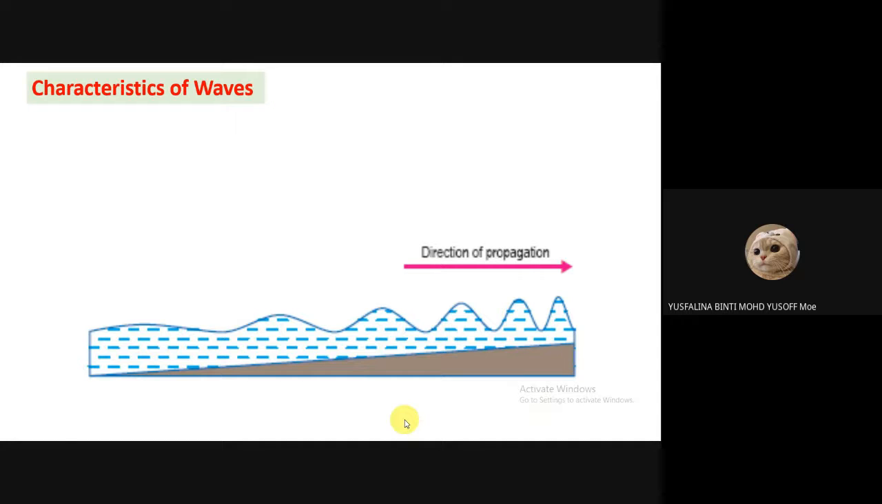So this is the wave, right? And this is the direction of the propagation, and this is the water wave, right? So you can see as the depth of the water decreases, you can see the ripple. The water ripple increases. So you can see the ripple of the water increases.